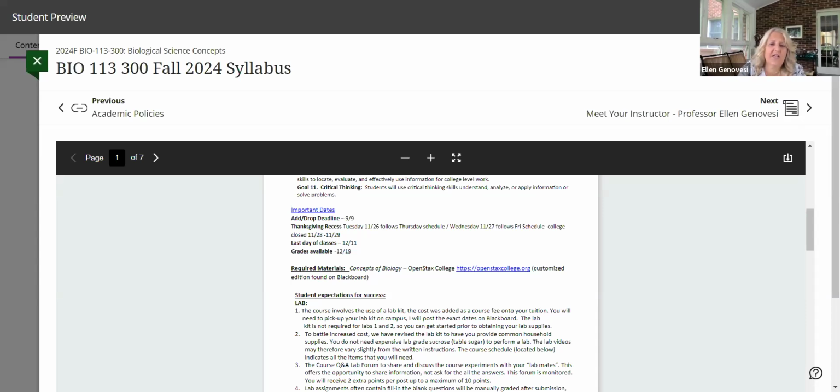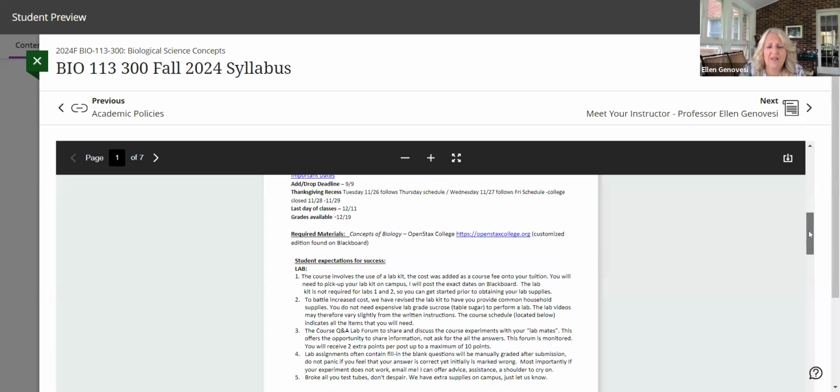And the reason for this is if you drop the class before the add drop deadline, you receive a 100% refund on your tuition, which would include your course fee. And so now you have a free lab kit that you really don't need, right? Because you're no longer taking the class. So once add drop is over, we have a good idea of who is actually registered and is going to complete the course. You'll receive instructions on where to come and pick up your lab kit.